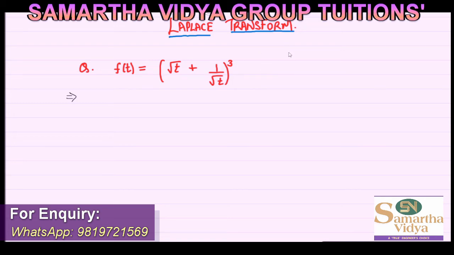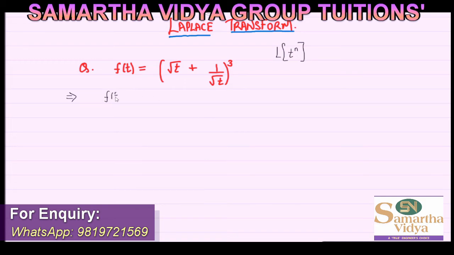Because if I see the related formula, it is t raised to n. The Laplace of t raised to n is what we know. But in this case, we have root t plus 1 by root t as a term, and then we are taking the cube of it. So in that case, what we need to do is simplify this particular function, and then only we can find the Laplace transform of it. So let's see how to solve it.